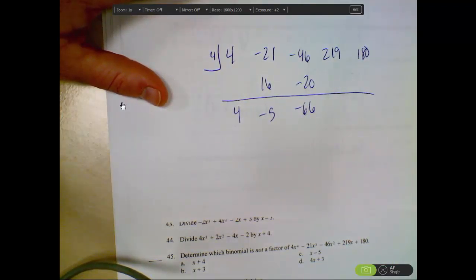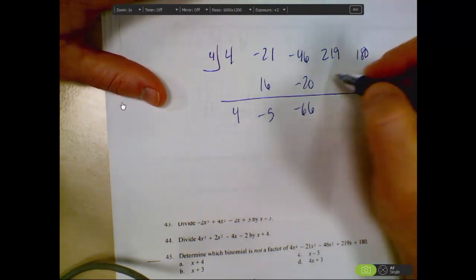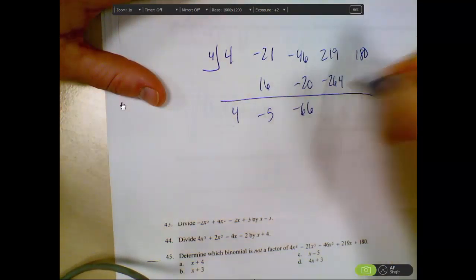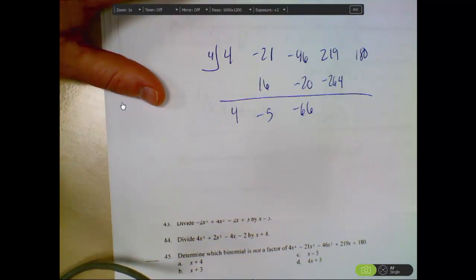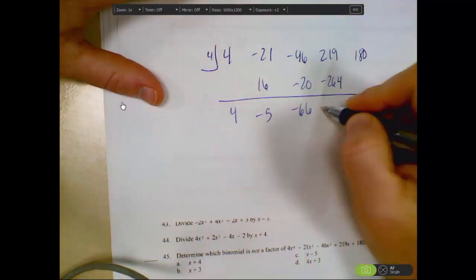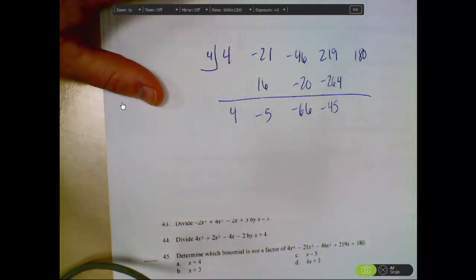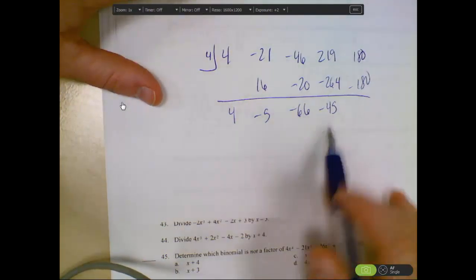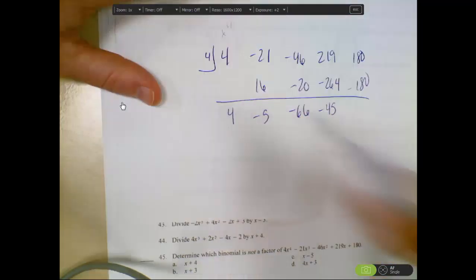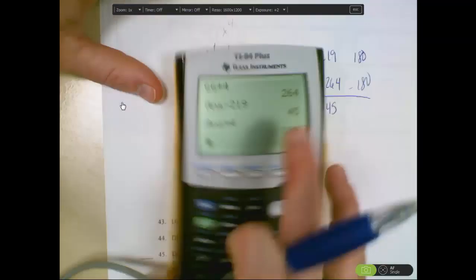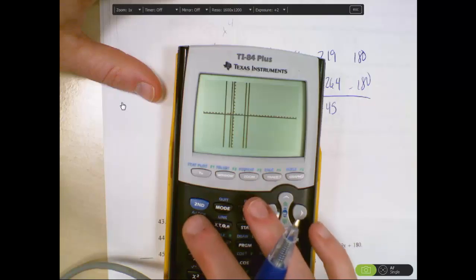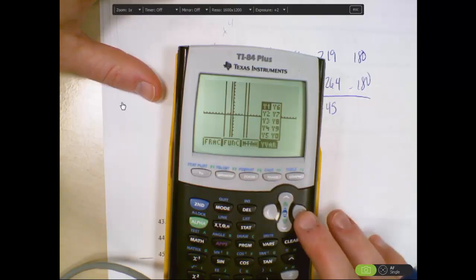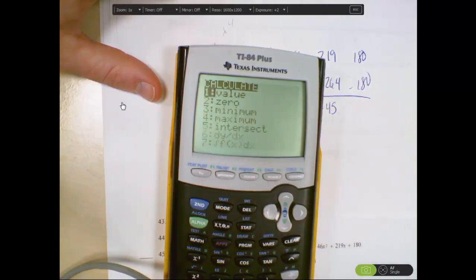multiply 264, add negative 45, multiply negative 180. Okay, so now I have a cubic. Remember, this was x to the fourth, so now this is x cubed. I need one more 0. So second calc 0.